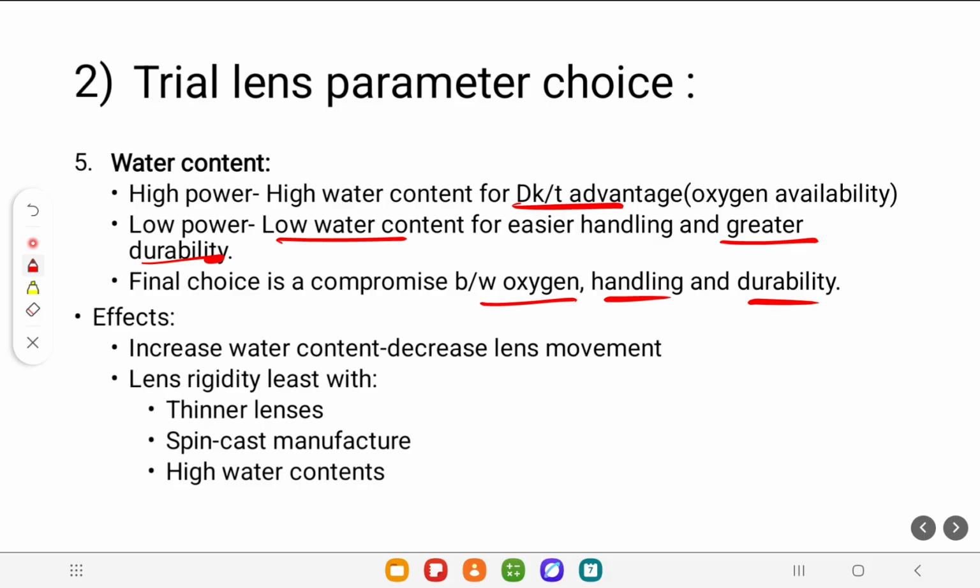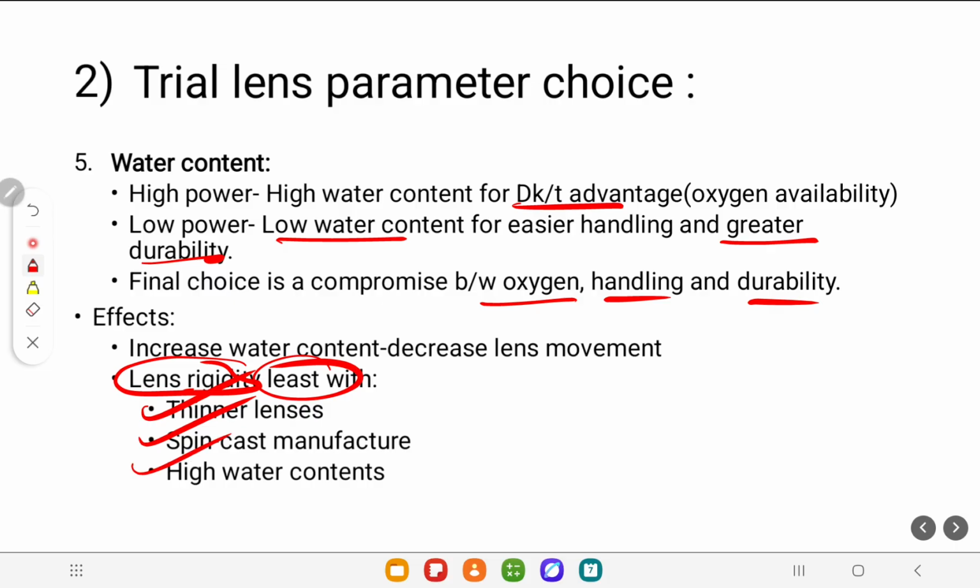So lens rigidity is least with thinner lenses, the spin cast method, and high water contents. Least means the minimum. The thinner the contact lens, the lower the rigidity. In case of manufacturing, it's always spin cast that gives the least rigidity. It's an MCQ question also. I have seen many MCQs which ask which of the following manufacturing techniques will give you the least rigid contact lens, then definitely choose spin cast manufacturing.